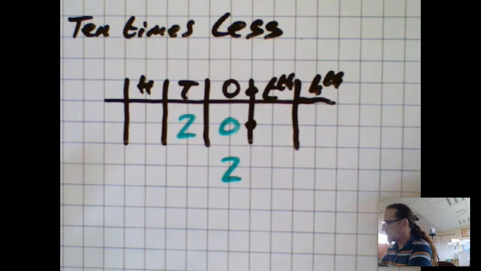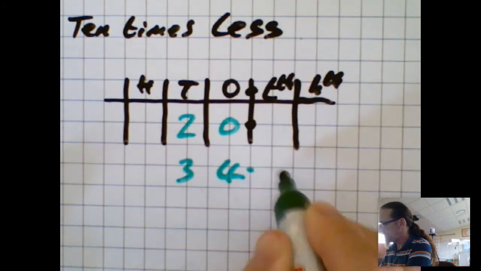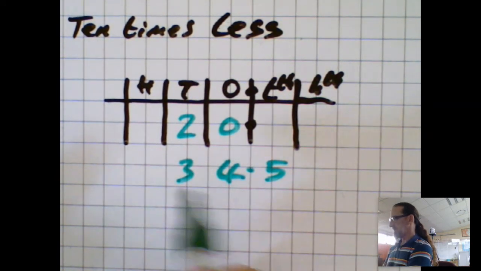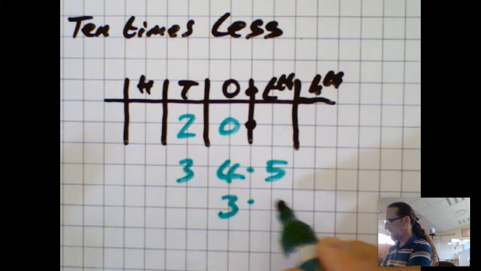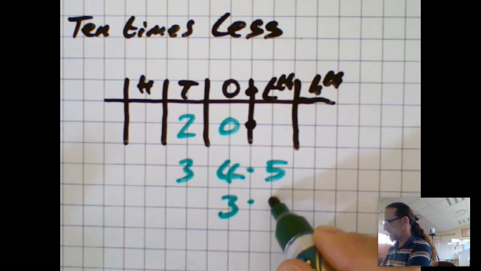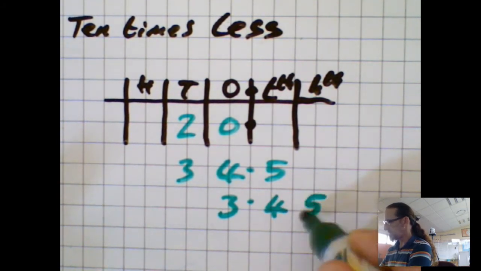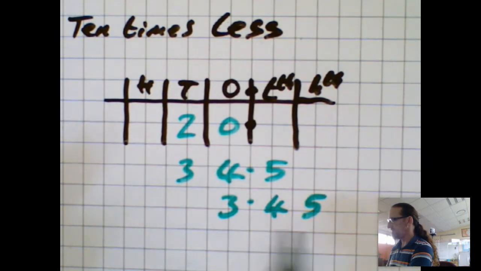And this happens for any number. Let's have some other numbers. I don't know. Let's have 34.5. And let's see what happens to that. So 30 divided by 10 would be 3. And 4 divided by 10 would become 4 tenths. 4 over 10, 4 tenths, right? And everything moves along one column over. 5 tenths would become 5 hundredths. So 10 times less than 34.5 is 3.45. Everything moves over one column to the right in this case when we divide by 10.